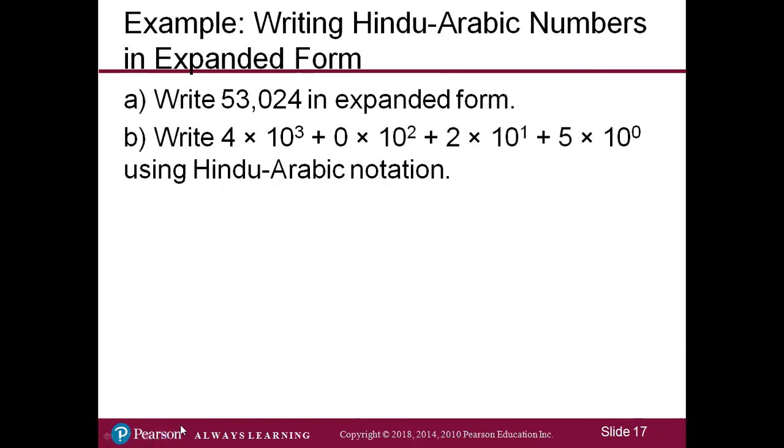Writing Hindu-Arabic numbers in expanded form. Write 53,024 in expanded form, and write this expanded form in Hindu-Arabic notation, so that they have 4 groups of 10 cubed, no groups of 10 squared, 2 groups of 10 to the power 1, and 5 groups of 10 to the power 0.